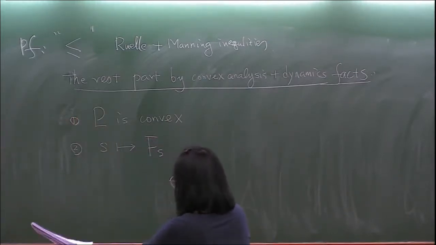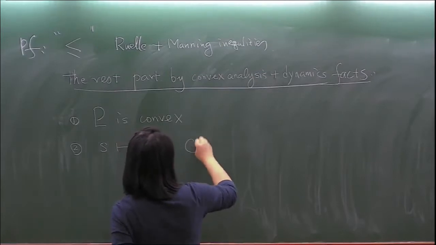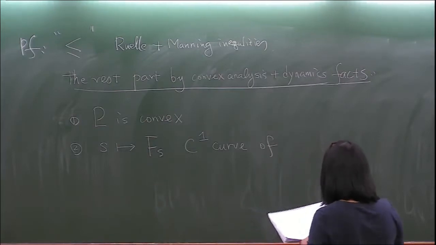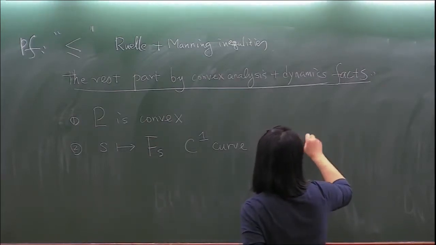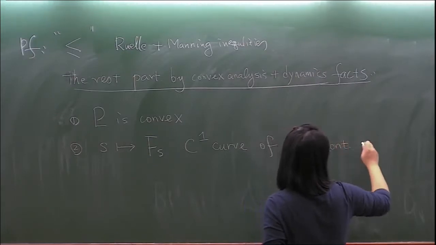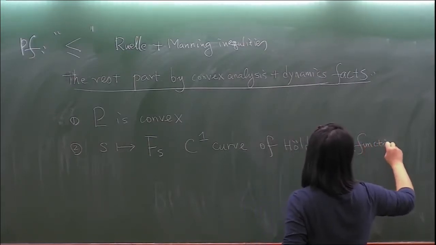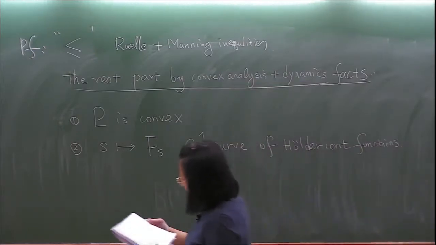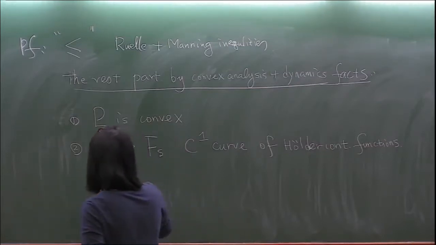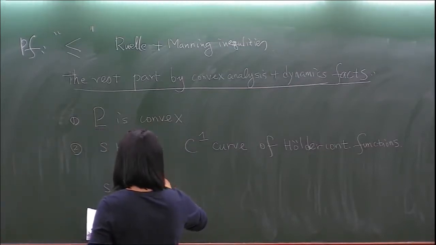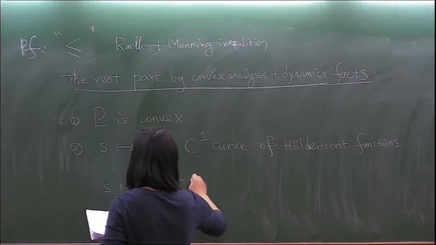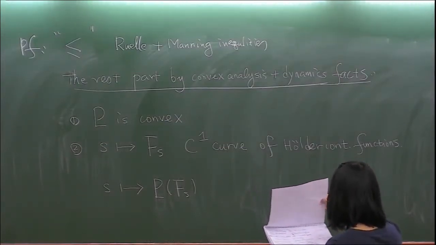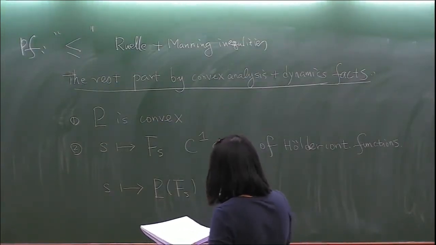So we will say this s goes to Fs is a C1 curve of Hölder continuous functions. Okay, so each one is Hölder continuous, and so actually in this case, then see this s goes to P of Fs. Okay, this one actually in our case is analytic.